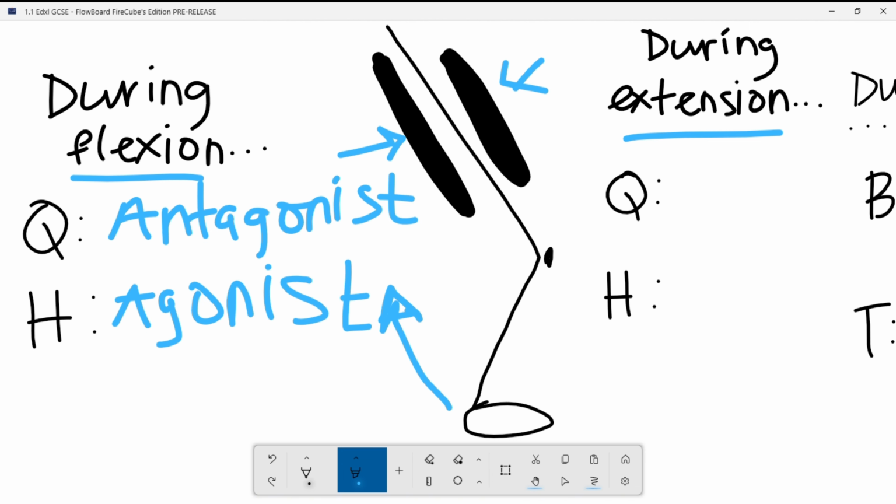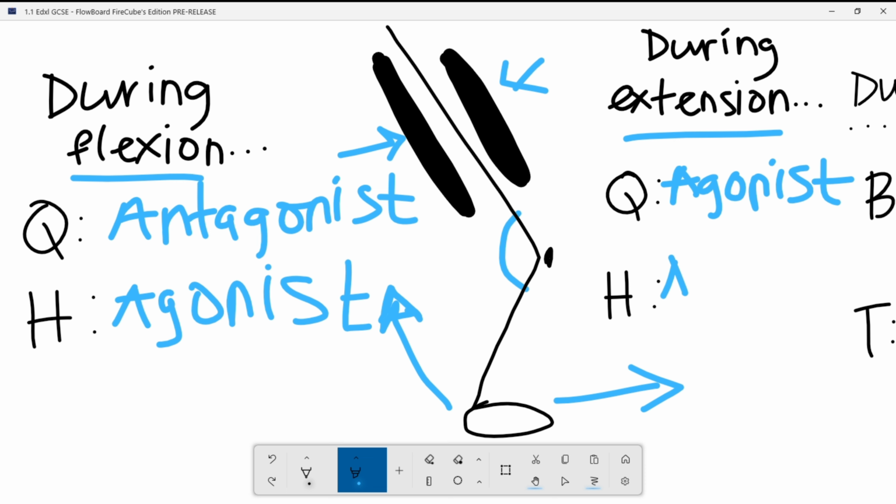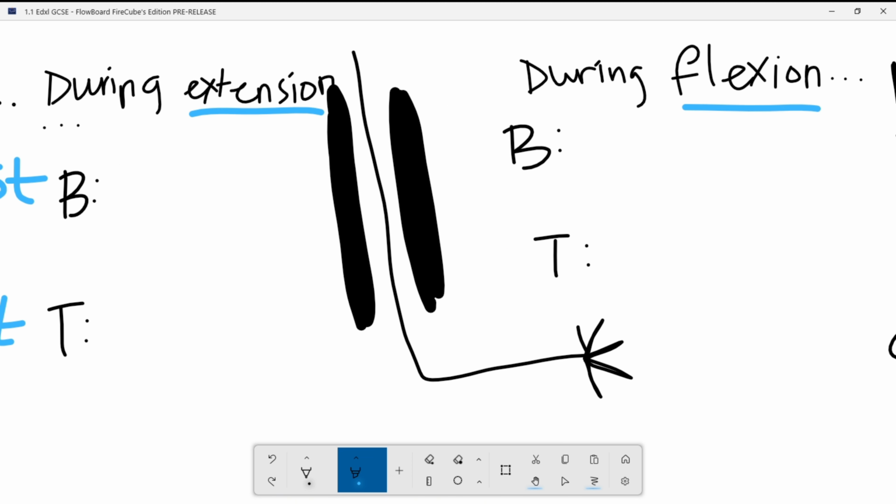During extension, for example, kicking a ball or whatever movement requires you to move your leg forward, the angle at the knee is going to get bigger and the quadriceps are going to contract. So your quadriceps will be your agonist. Meanwhile, on the other hand, your hamstrings are going to relax. So your hamstrings are going to be your antagonist.